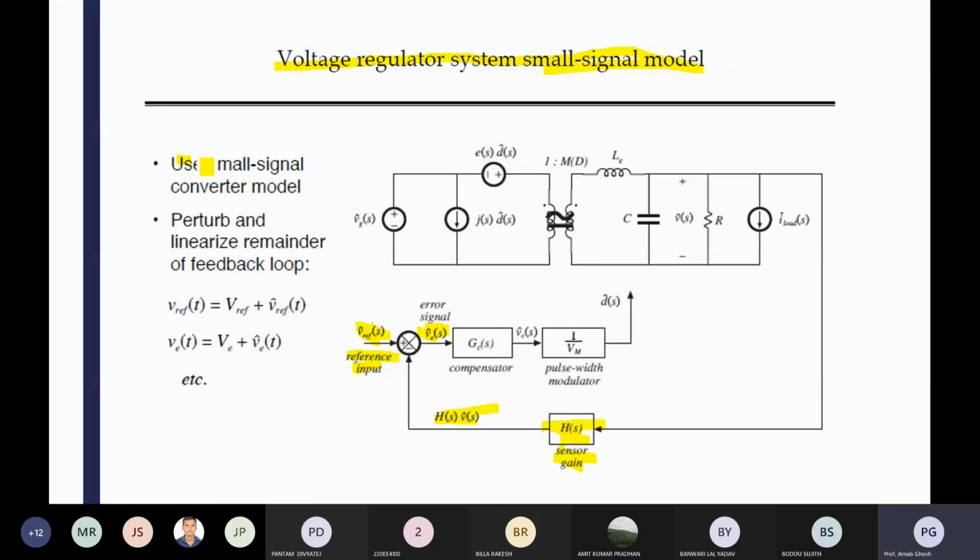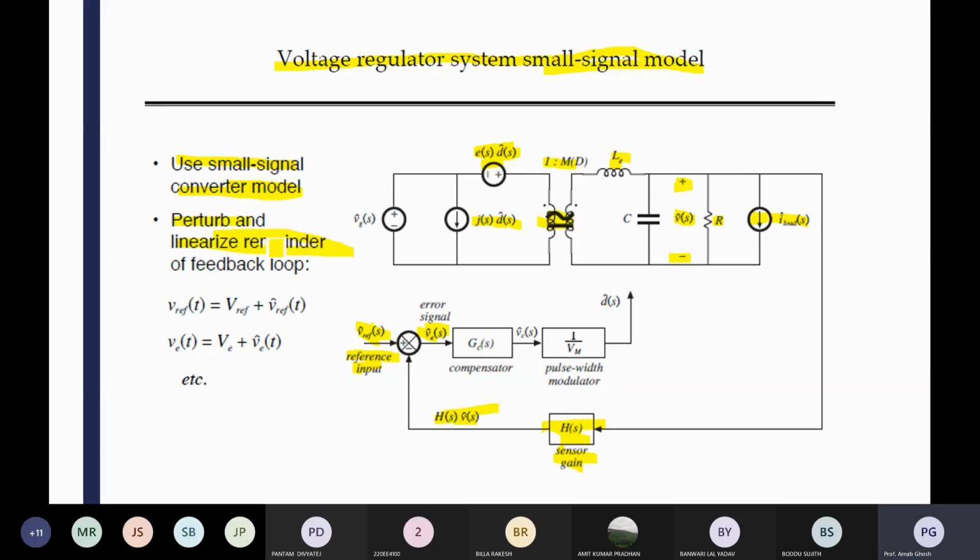Now use the small signal converter model. From your canonical form, all the parameters are there, including the output voltage, capped. Only the AC components are considered here, not the DC component. So perturb and linearize the remainder of the feedback loop. Now we are using perturbations in the feedback loop.